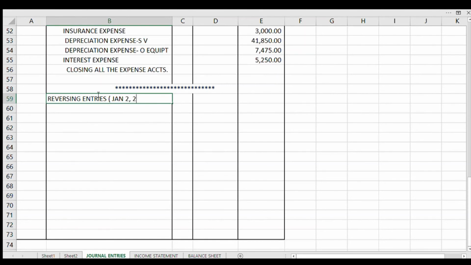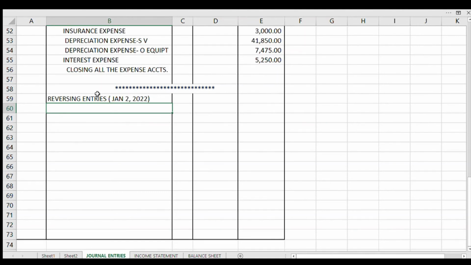Days of the following year, no? 2022. Okay, after the closing. So, just to make it clear again, reversing entries are being done on the following year. All the accruals and all the deferrals if we use the income and expense method.